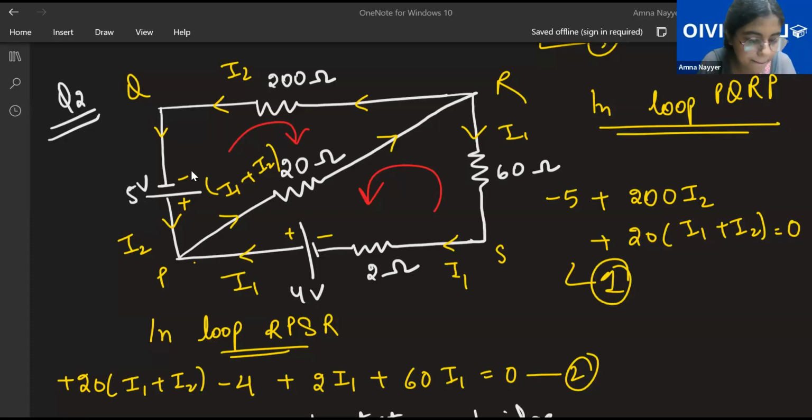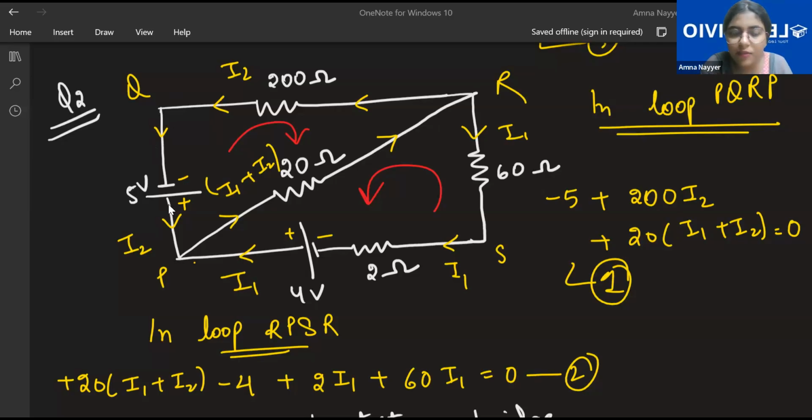What did you say? Can you repeat? I'm saying for the cells, see your direction where you are moving. You are moving means this one, the red ones, the arrows that we take. So here, what did we take? We have taken clockwise. So we are moving from P to Q. So don't see the direction of current. For cells, take your direction.